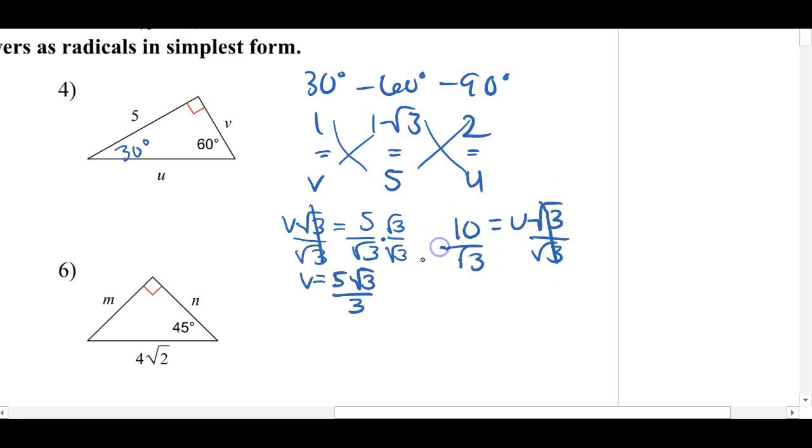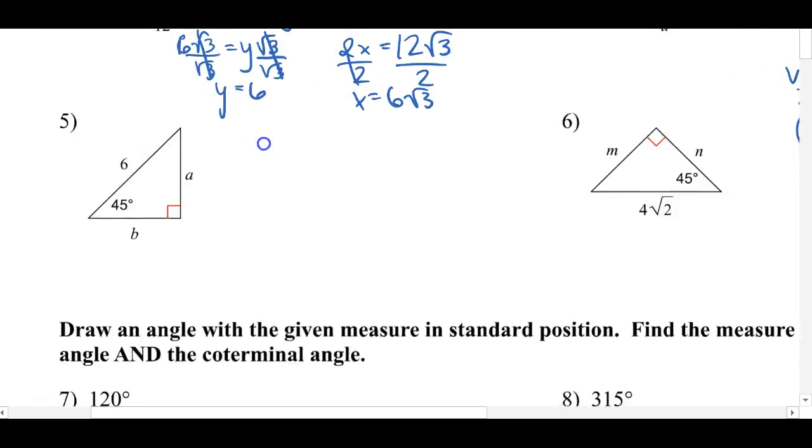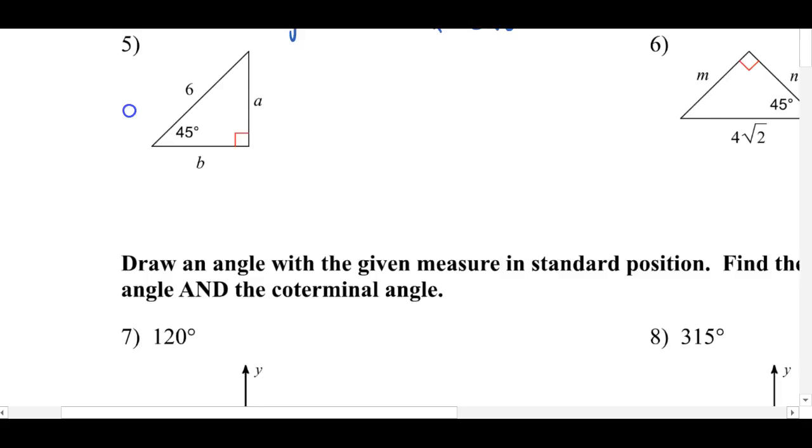And again, same thing here. You have to multiply top and bottom by rad 3. And now u is equal to 10 times rad 3 over 3. Okay, so those are a little bit different just because we have to cancel out or get rid of that radical.